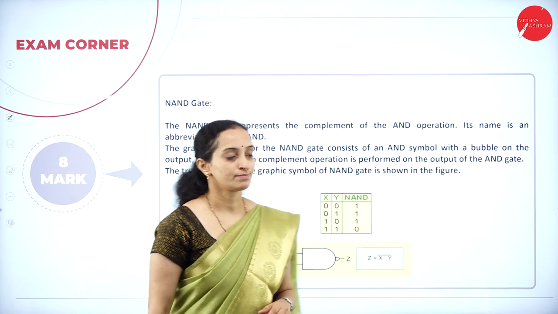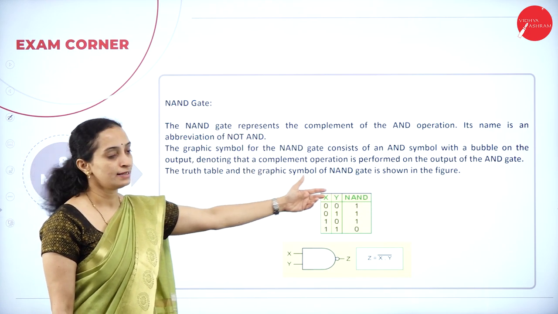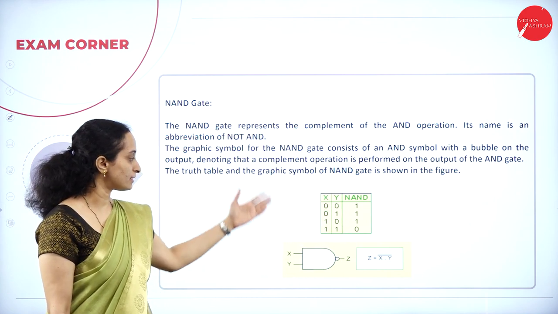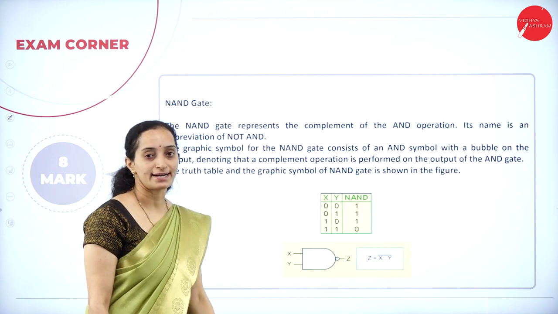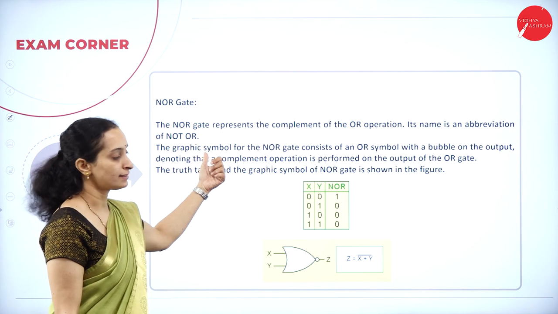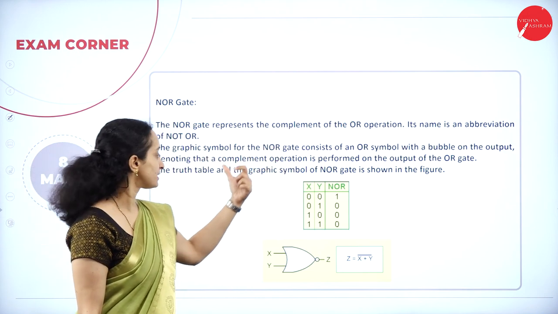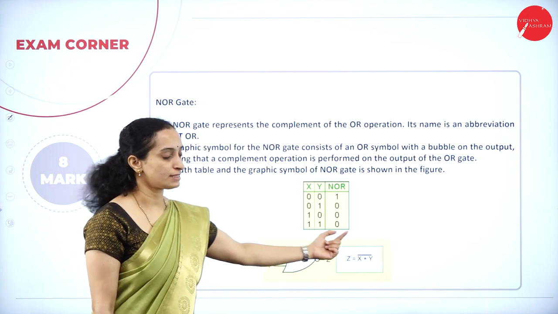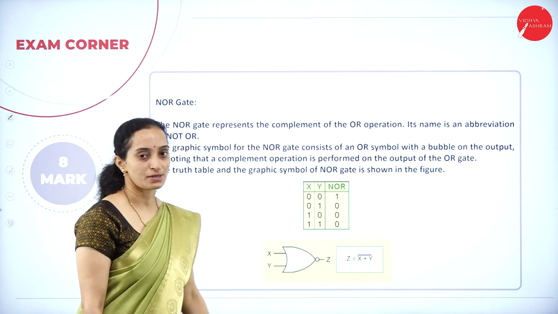The NAND gate. What is the answer I have given here? The table, the expression, and the logical symbol. Everything for the NAND gate has been given here. Next, you have the NOR gate. The NOR gate explanation is given here along with the truth table, the logical symbol, and the expression.